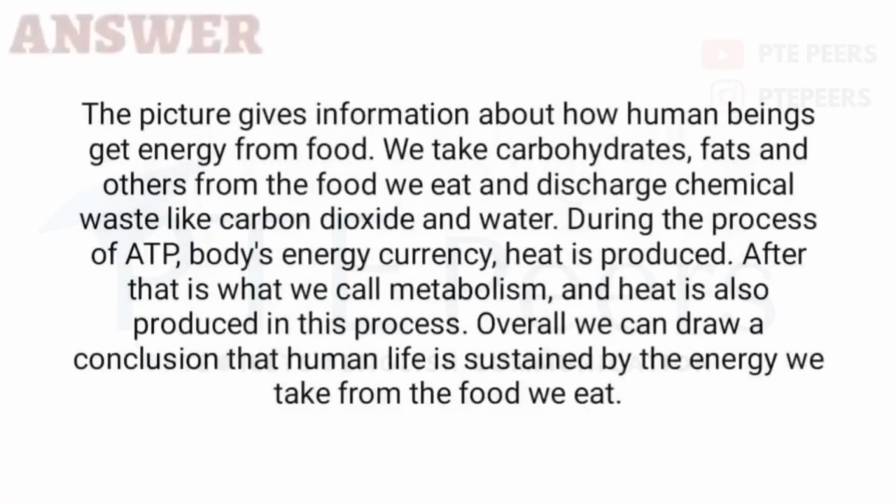The picture gives information about how human beings get energy from food. We take carbohydrates, fats and others from the food we eat and discharge chemical waste like carbon dioxide and water. During the process of ATP, the body's energy currency, heat is produced. After that is what we call metabolism, and heat is also produced in this process. Overall, we can draw a conclusion that human life is sustained by the energy we take from the food we eat.